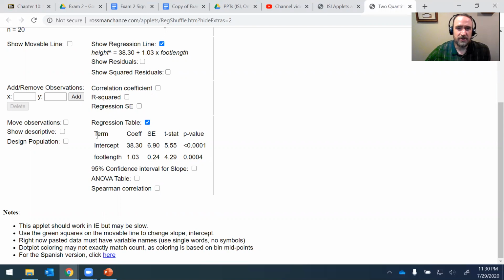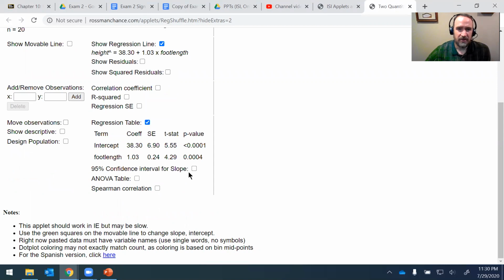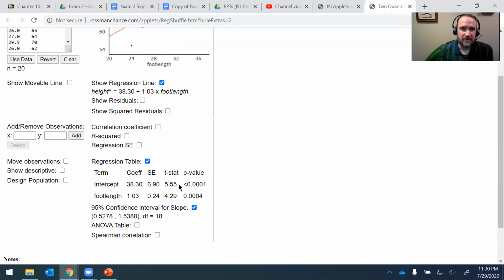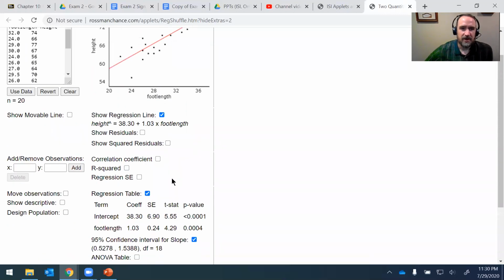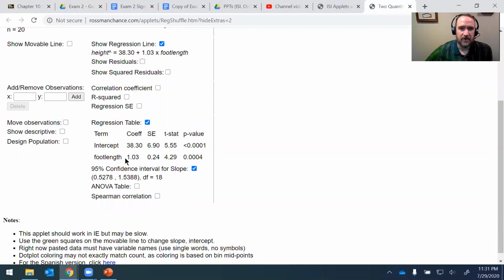In addition to the test of significance, we can find a 95% confidence interval. Note that before you open up the table, that's not even available to look at. So you've got to click on that first. Then you can click on 95% confidence interval. Here we go. We feel 95% confident that the true slope in the population is between 0.52 and 1.53. So what's that saying? We feel 95% confident that the increase in height on average is somewhere between 0.52 and 1.5 for every increase of 1 centimeter in your foot length.